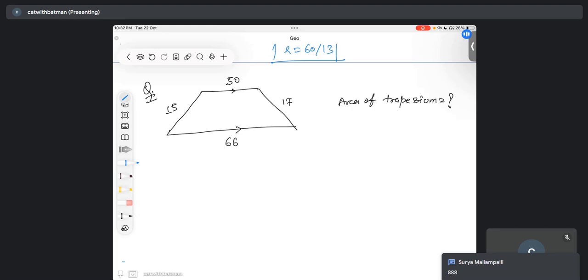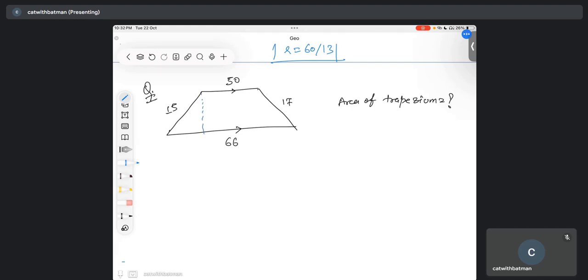Okay, Surya says that the answer would be 888. 14, 196. No, no, no, no. The answer is somewhere in root. It's not 888. Okay, let's do it.